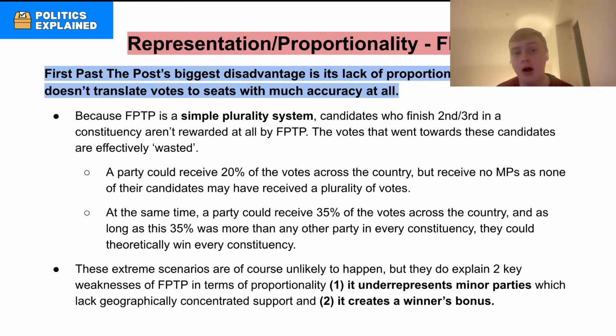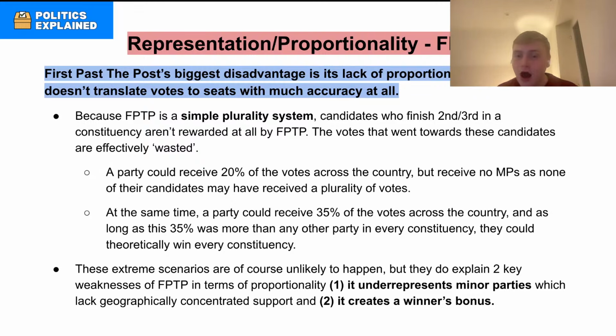At the same time, a party could receive 35% of the votes across the country, so nowhere near a majority. And as long as this 35% was more than any other party in every constituency, they could theoretically win every constituency. So that's how the simple plurality system, the fact that there's only one winner in each constituency, and that winner doesn't have to get a majority of the votes, really translates to a lack of proportionality at the national level. These extreme scenarios are, of course, unlikely to happen, but they do explain two key weaknesses of first past the post.